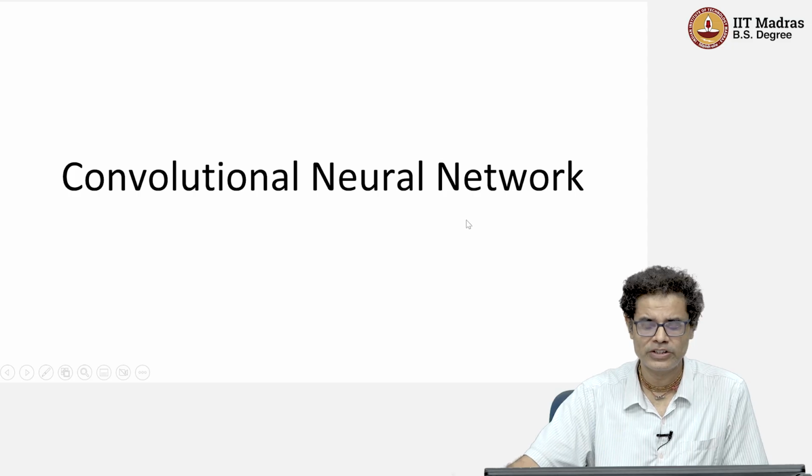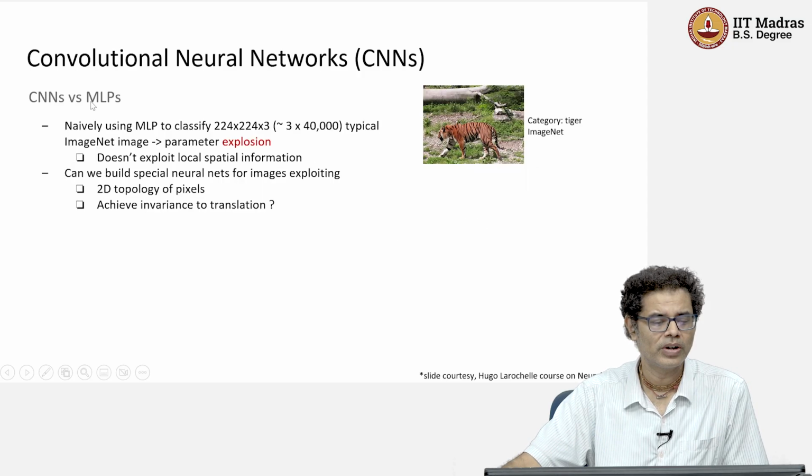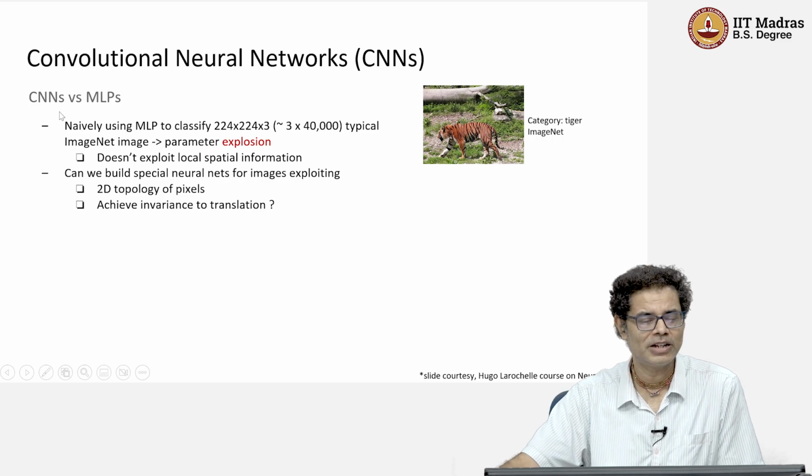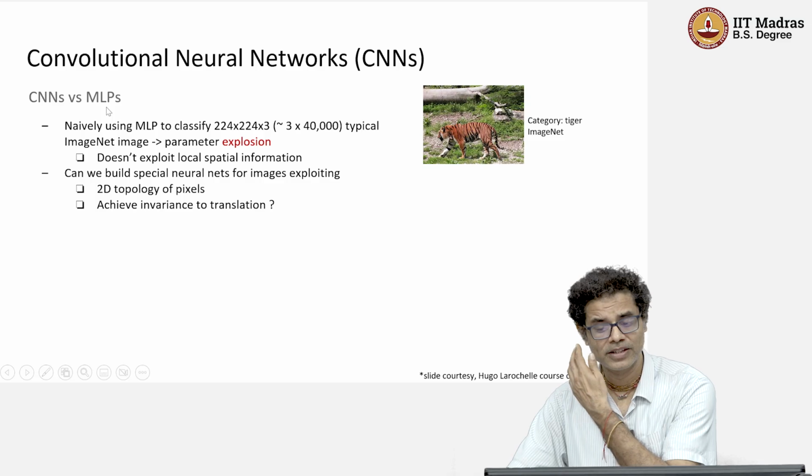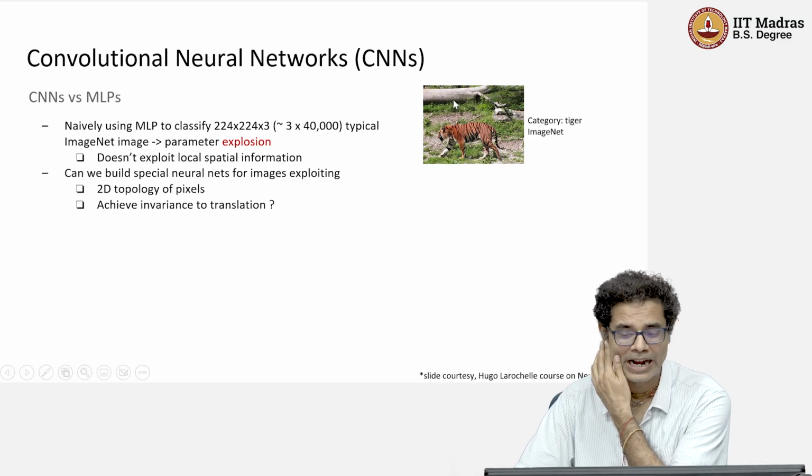So next we look at convolution neural networks. Now, what is the difference between MLP and CNN? Or the main question is, can we use MLPs even for handling images?